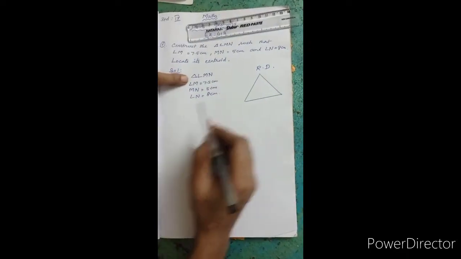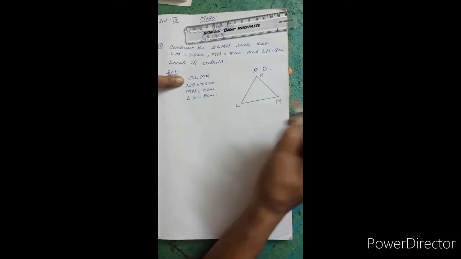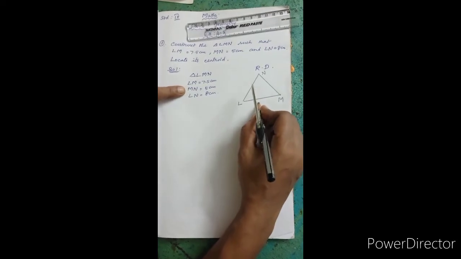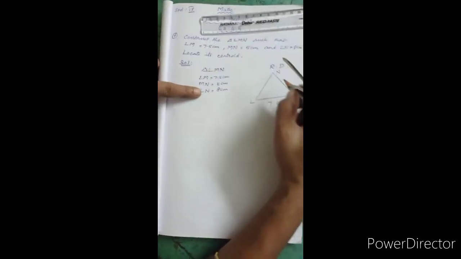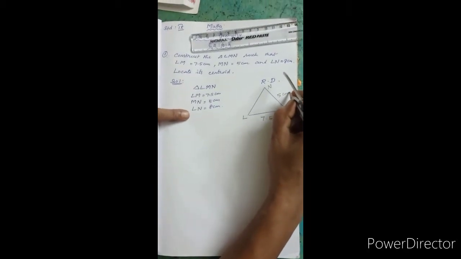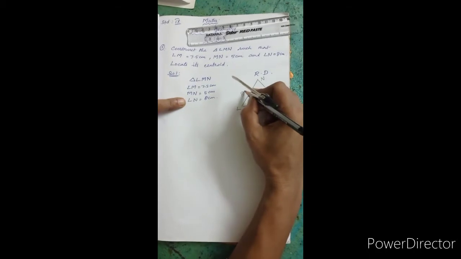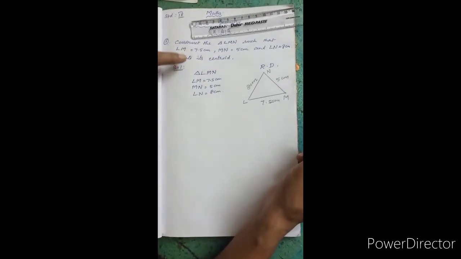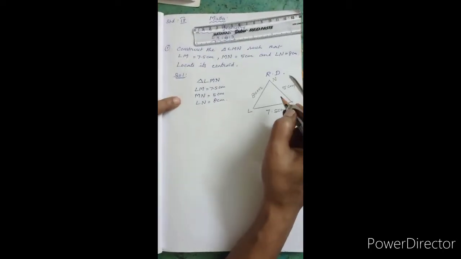This triangle is LMN. Here this is LM, measure is 7.5 centimeter. MN, that is 5 centimeter. LN is 8 centimeter. So now what is centroid? The point of concurrency of medians of the triangle.